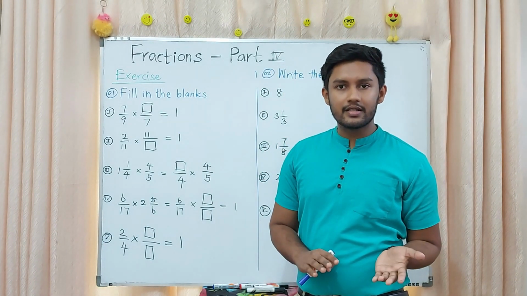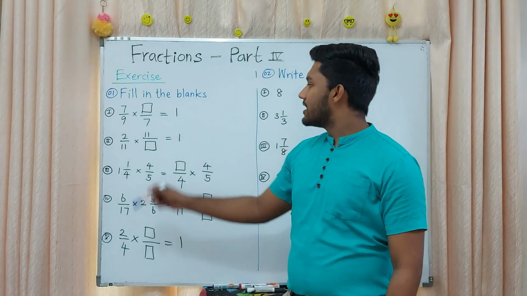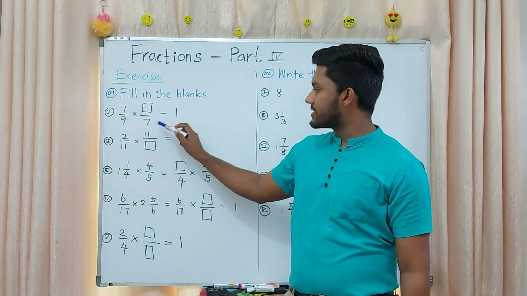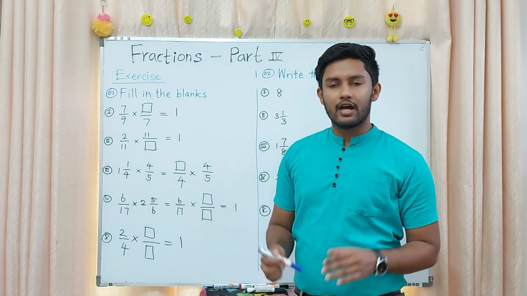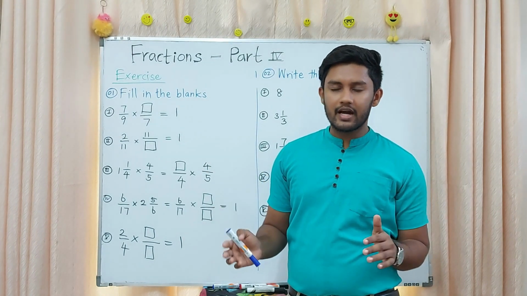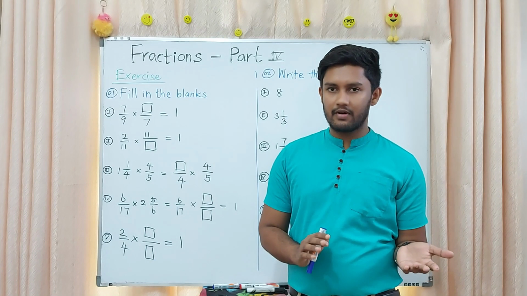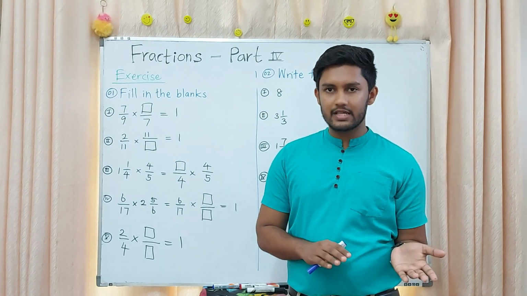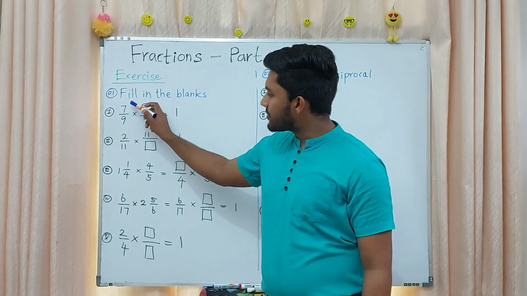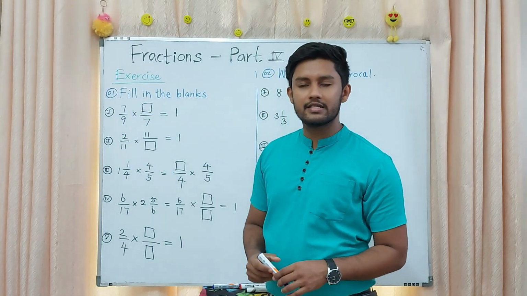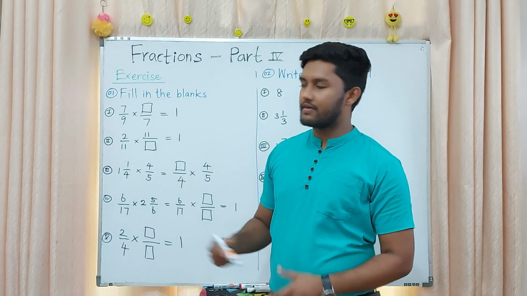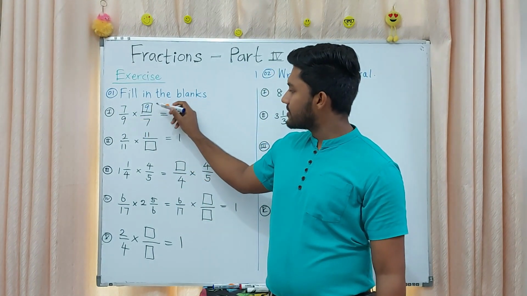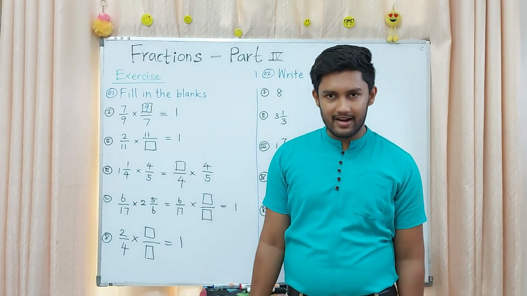We need to fill in the blanks. 7 over 1 into blank over 7 equal 1. I told you a product of two fractions to be 1. We want to get the reciprocal of the previous fraction. Then the reciprocal of 7 over 9 is 9 over 7. Then multiplying 7 over 9 into 9 over 7 equal 1.